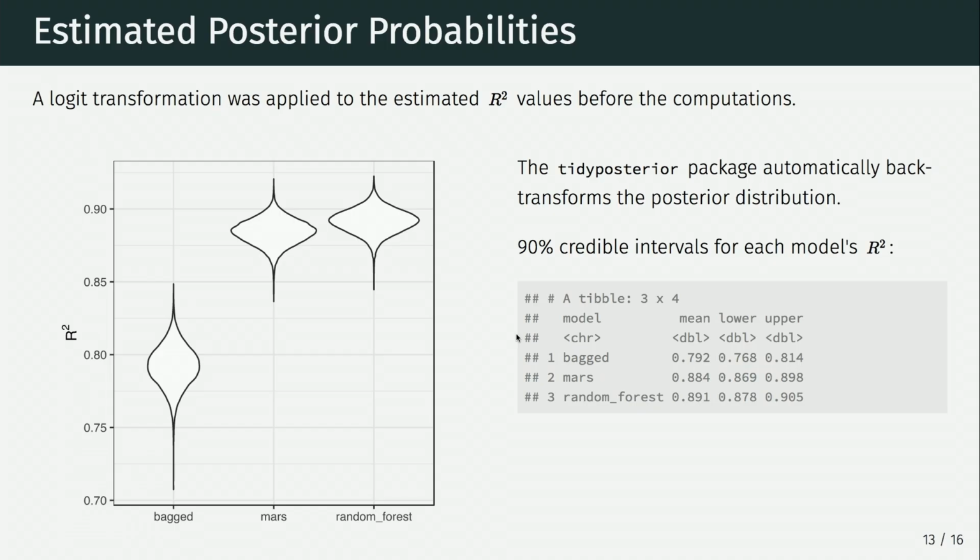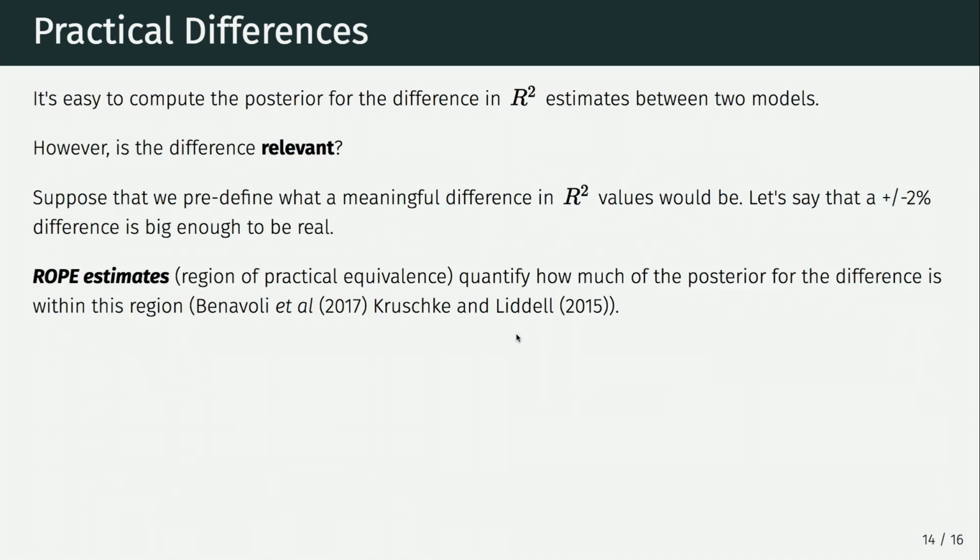So the thing about it is, I said in the title, practical differences. If I'm comparing Mars and random forest, that's maybe a 1-point-something% difference in R². Is that a practical difference? Is it real? Once we get the posteriors for these things, it's really easy to get the posterior of the difference in R². So when I compare models, I can get a Bayesian estimate of the difference in R² between these models, and then maybe put an interval on that.